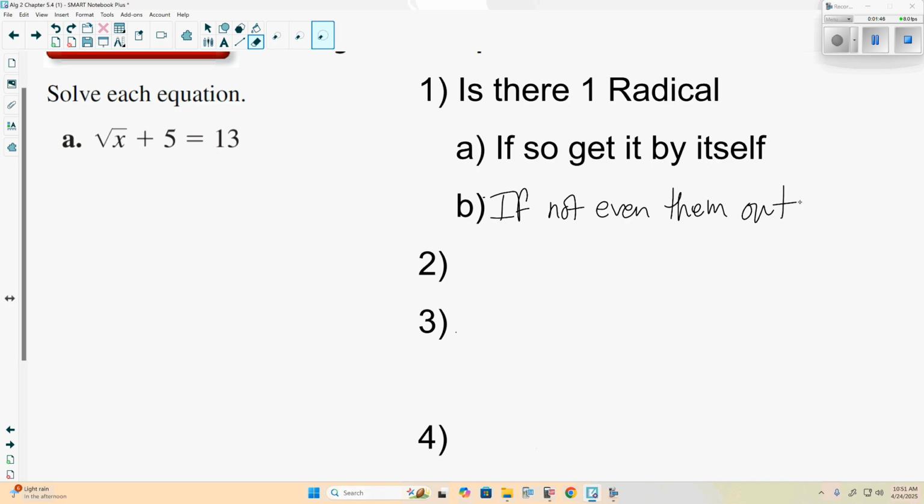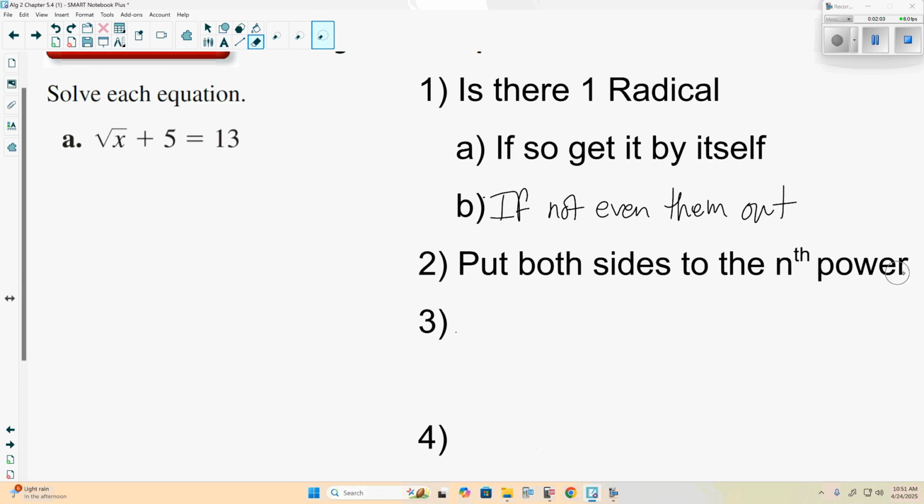We want either one on either side. If we have two, if we have three, two on one side, one on the other, we need to try to even them out as best as possible. We don't want them all on the same side. Once we get them set up, we get the radical by itself or even it out.